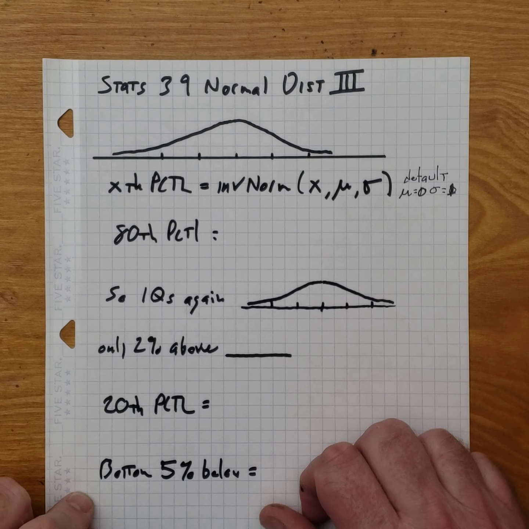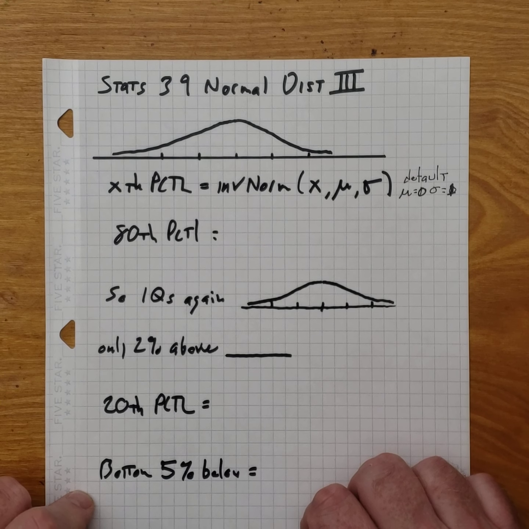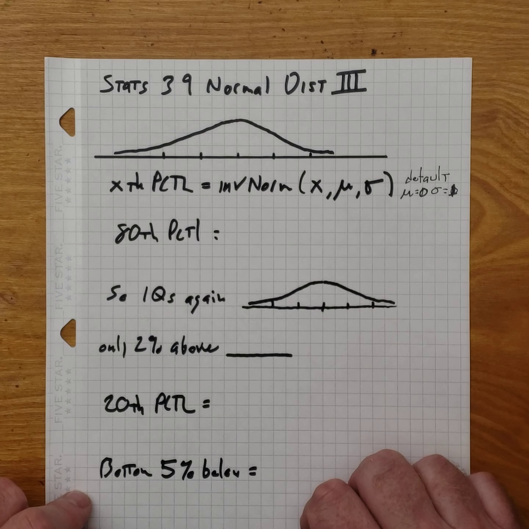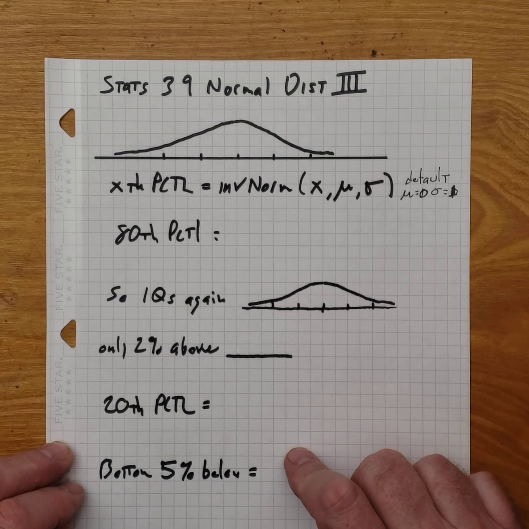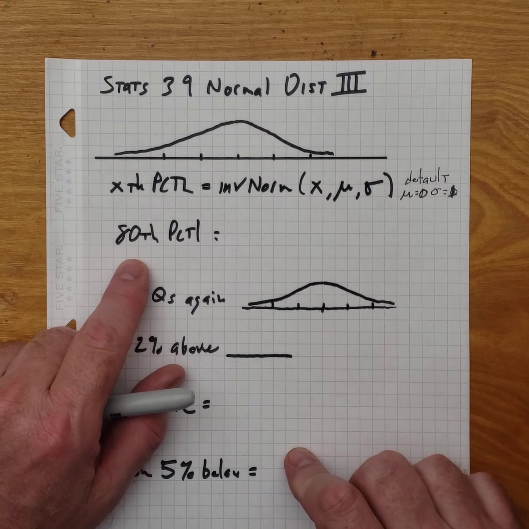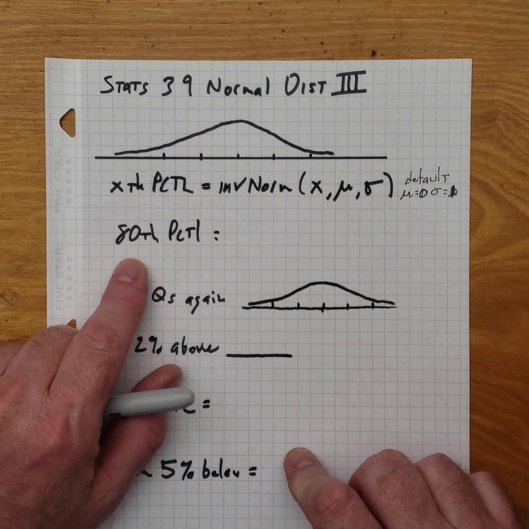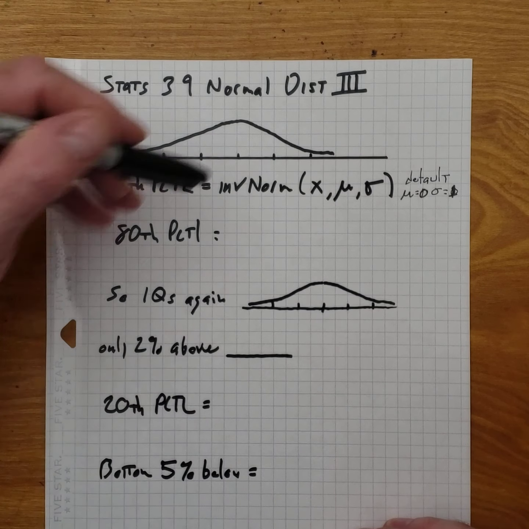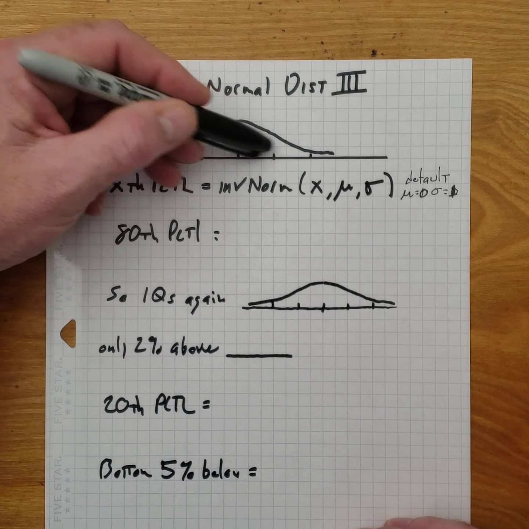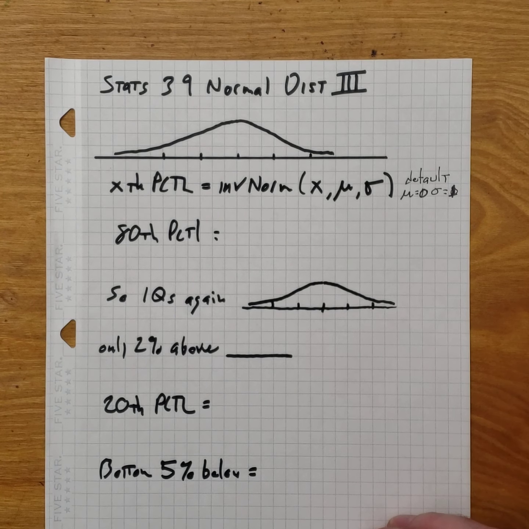We're still with the normal distribution, and this time we're looking at percentiles, meaning, remember, percentiles is the percent that falls below a particular score. So if I want to know the score that's at the 80th percentile, I'm looking for the score that's higher than 80% and less than 20% of the population here.